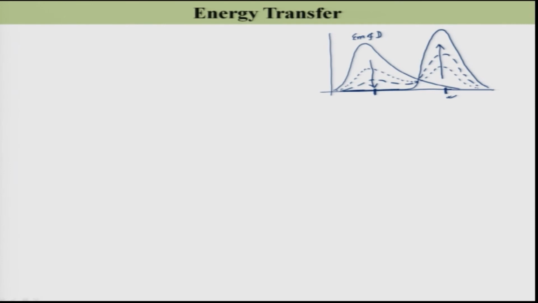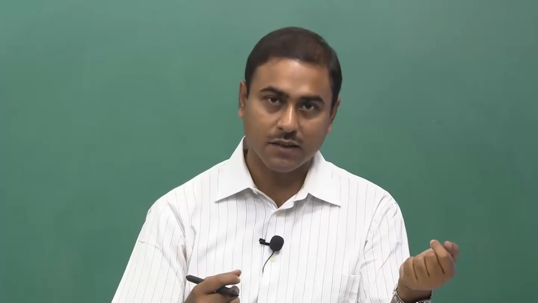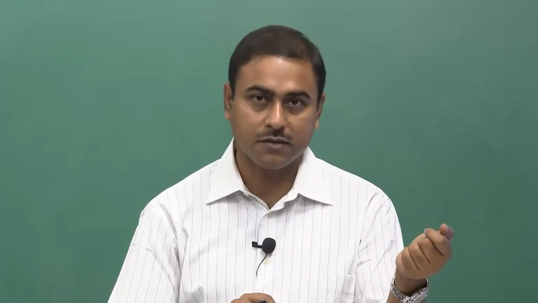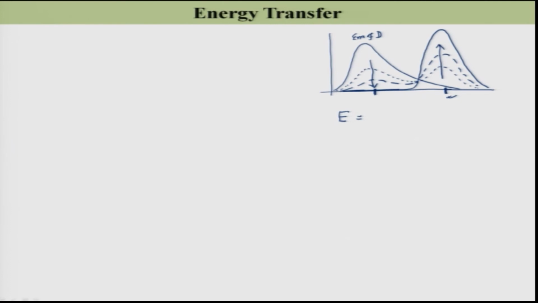So, if I take this efficiency on a scale between 0 and 1, I can express it in terms of the fluorescence intensity in the presence of acceptor and in the absence of acceptor. The efficiency E is typically written as 1 minus I_DA by I_D. You see here, when I_DA, the intensity of donor in the presence of acceptor, is the same as I_D, there is no change in the emission intensity.